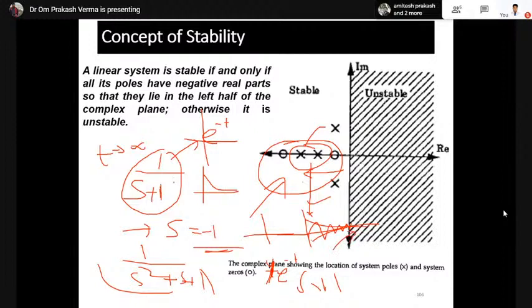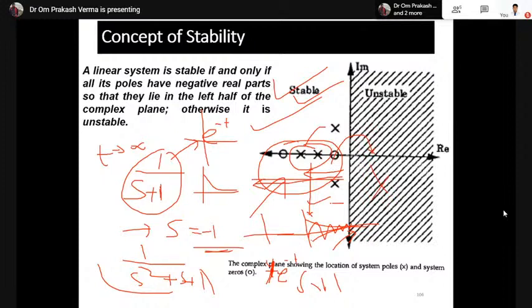So find that type of poles and plot them, and it is found that all the poles are lying in the left hand side. So we have generalized the value: if the poles are lying in the left hand side, then the system is stable, and if any one of the poles goes towards the right, the system becomes unstable.